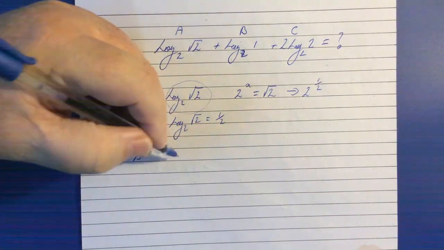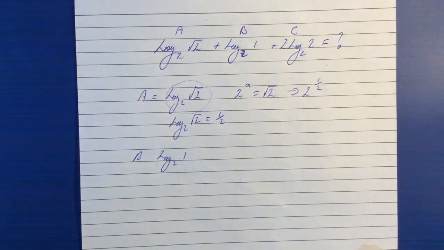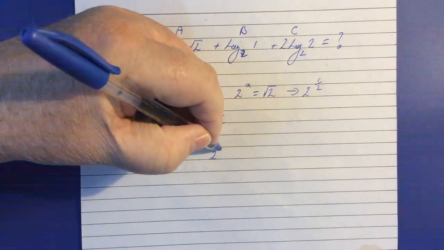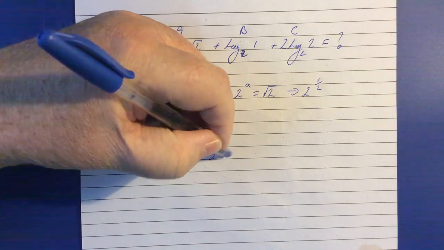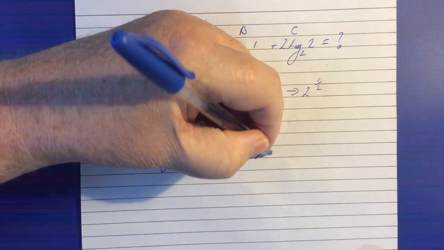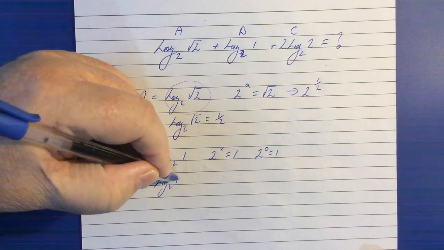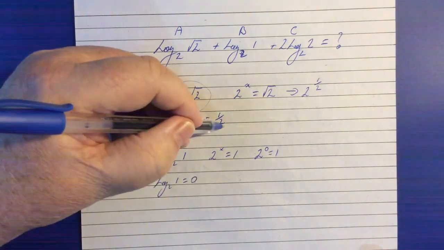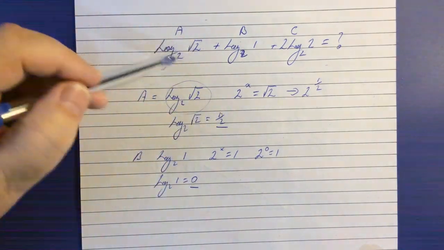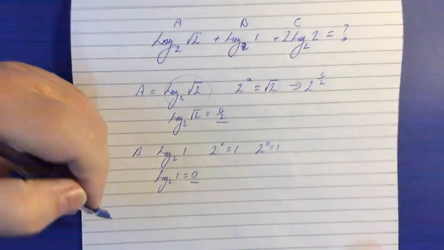B, hopefully, is a little simpler. Log base 2 of 1. What power of 2 will give us 1? We can slightly short circuit this process, but I'll write it out, however. 2 to the power of what is equal to 1? Well, again, index laws tell us that 2 to the power of 0 equals 1. So our value of log base 2 of 1 is 0. I'll just underline that and underline that. These are actually the values we're looking for: the value of that, the value of that, and the value of that, and we're going to put them together.